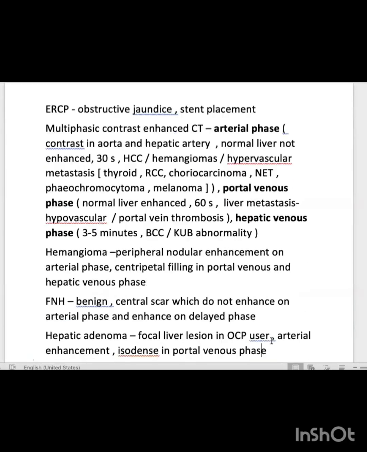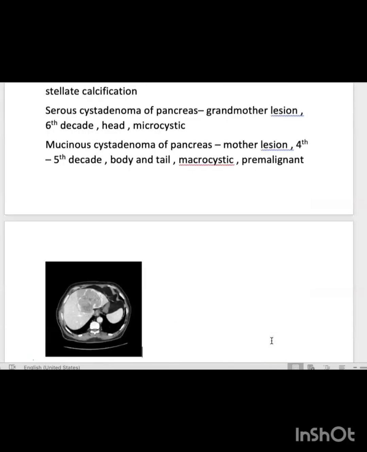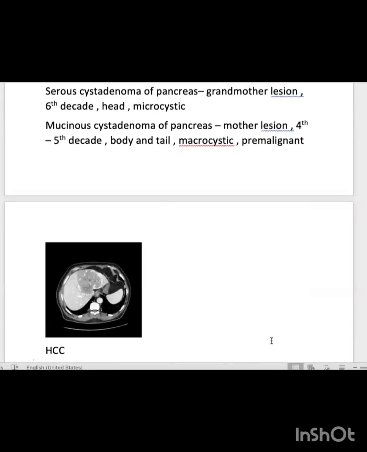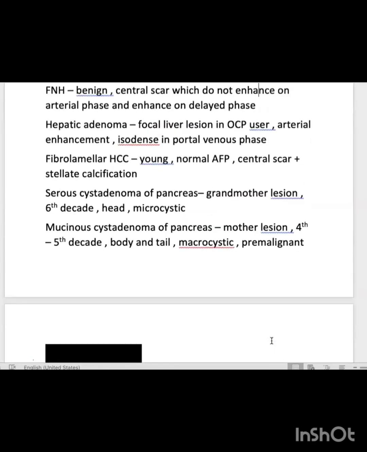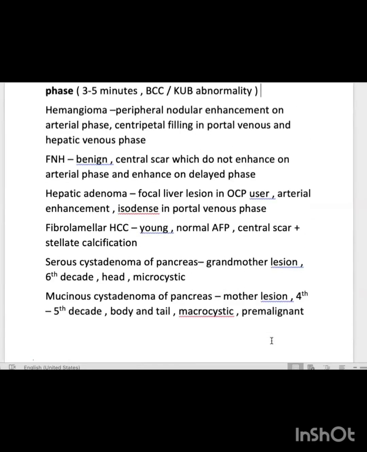So what is the importance? You get a lot of diseases on CT. You can get a hemangioma, you can get a focal nodular hyperplasia, you can get a hepatic adenoma, you can get fibrolamellar hepatocellular cancer, you can get hepatocellular cancer, you can get serous cystadenoma of pancreas, you can get mucinous cystadenoma of pancreas.